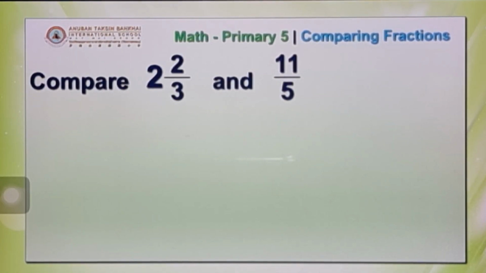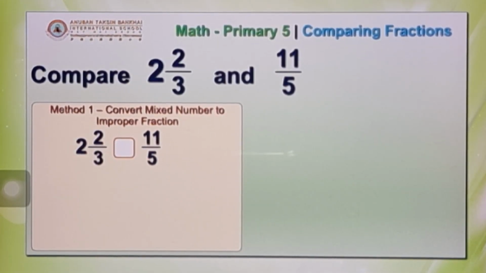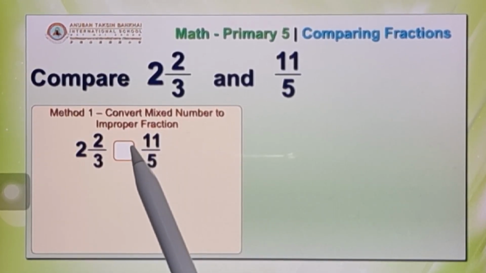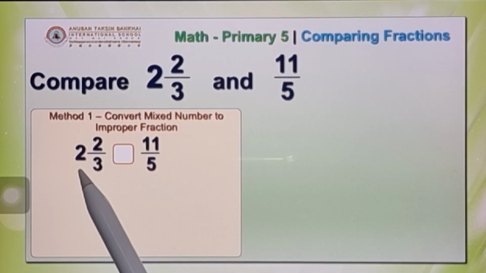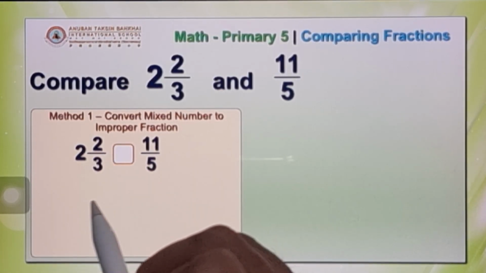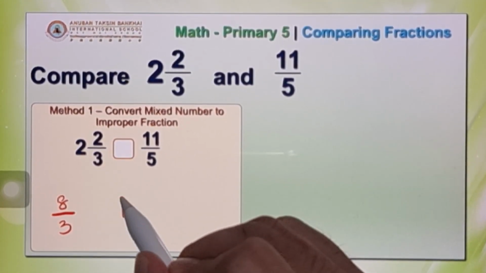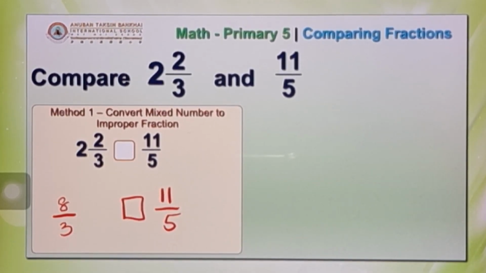We have 2 and 2 over 3 and 11 over 5. Now let's try to use method 1. We change the mixed number to an improper fraction. So this is our mixed number. So 3 times 2, we have 6. Plus 2, we have 8. So this became 8 over 3. And then this one, we copy 11 over 5.